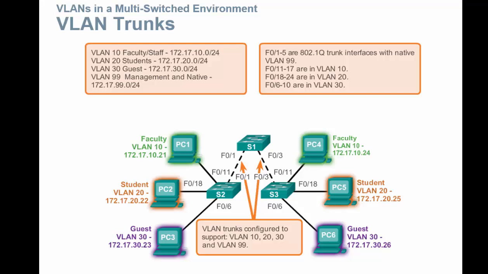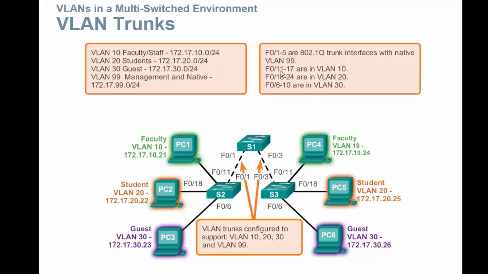Here's an example. We have our VLAN 10, VLAN 20, 30, and we have VLAN 99, that is our management and native. It's been changed from VLAN 1, and remember we did that because by default the management and native is on VLAN 1. Here you'll see that the Fast Ethernet ports 1 through 5 are 802.1Q trunk interfaces with native VLAN 99 on them.